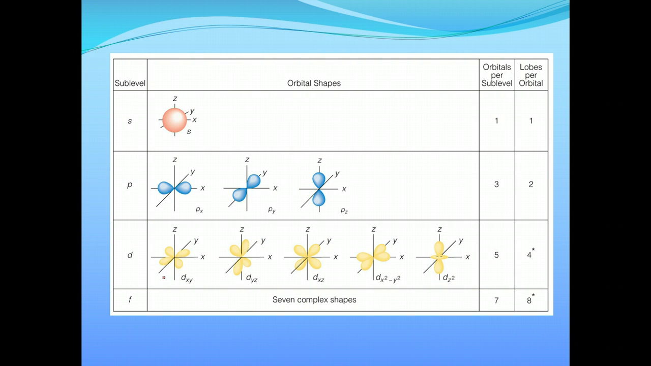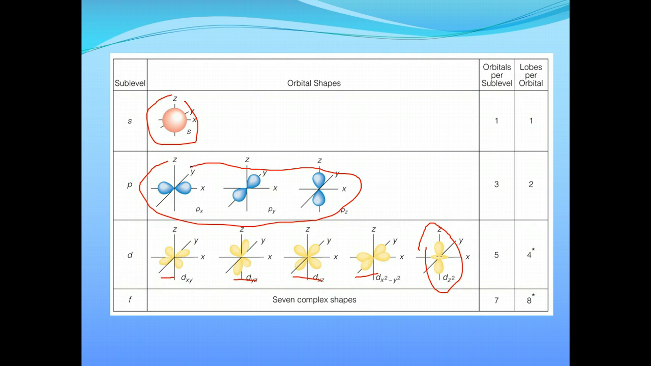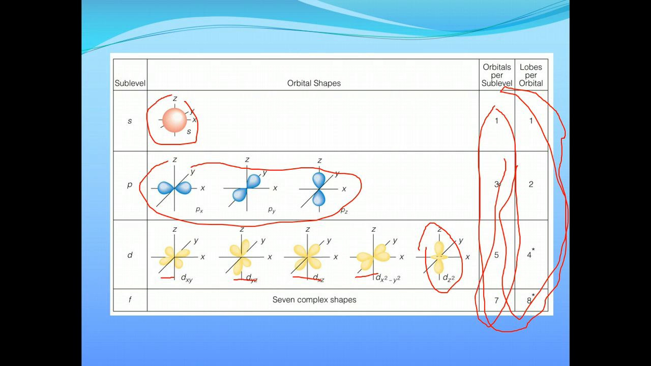D, when we say there's a complex shape, here's what it looks like. There's these 4 that kind of look like flowers in these 2D planes, and then we've got this other weird shape like a donut with the dumbbell shape. And the F, we don't even have a picture of. You should be able to describe that S is spherical and P is dumbbell shaped. But you should definitely know these numbers. Actually, not the lobes, just these numbers right here.